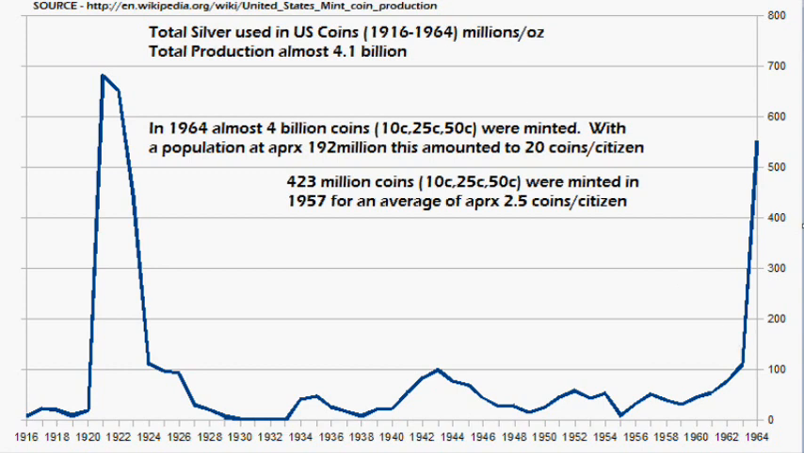Now, I took the mintage from the United States coin production. The link is on the top of the screen, and I imported the data. Using some calculations, I came across that from 1916 to 1964, 4.1 billion ounces of silver was used within the coins. Whether these silver coins were melted and reminted again, as an example, say a 1922 coin that later became a 1945 coin, I don't know. But the total mintage is what you see in here.